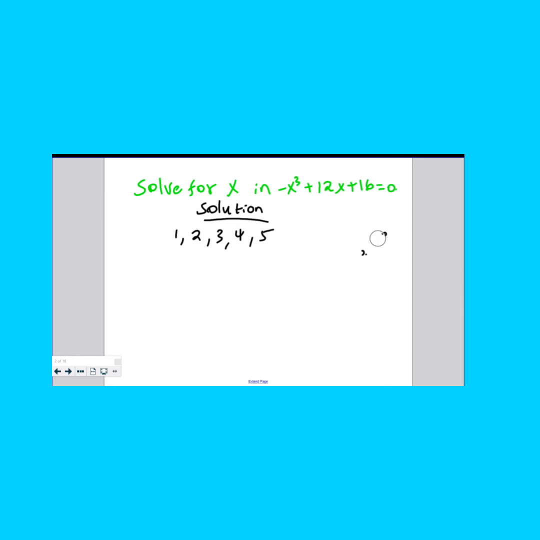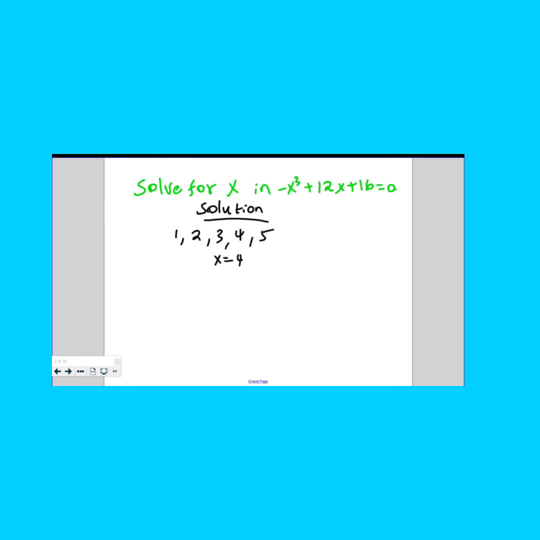So let me try another value. For example, I can take 4. Negative 4 cubed will give me negative 64, plus 12 times 4, which is 48, plus 16 is equal to 0. Let us see if this is true. Negative 64 plus 48 will give me negative 16, plus 16 is equal to 0. So 0 is equal to 0. Definitely 4 is the value that I'm looking for. So our value of x is 4.